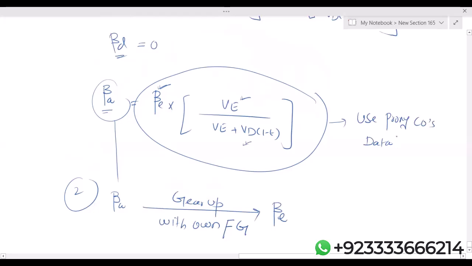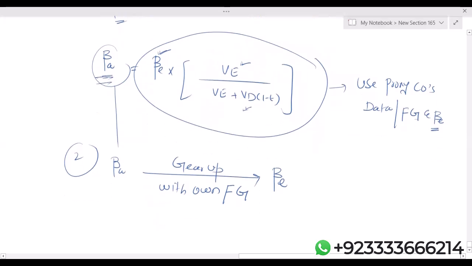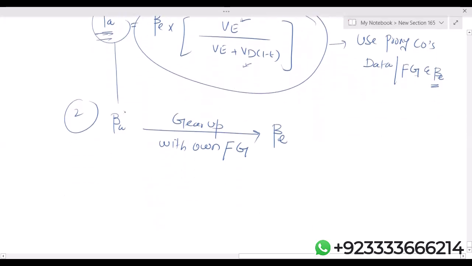That is proxy company's financial gearing and proxy company equity beta, because I need to find beta asset. Now I have calculated the beta asset. I have to now gear up with our own financial gearing to get beta equity. Once you have managed to calculate equity beta, by using CAPM, we can calculate KE.